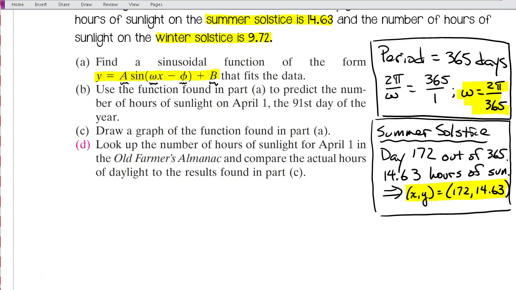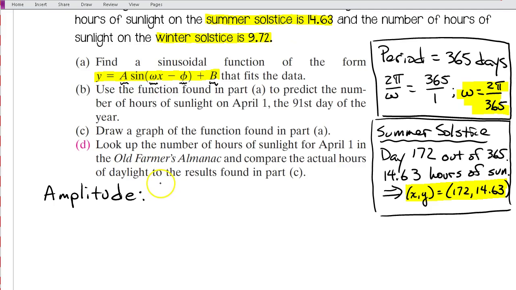So let's start with amplitude. So I know if I find the difference between these two, that will give me the distance from the highest point to the lowest point. And then if I just divide that by 2, it will tell me what my amplitude is.